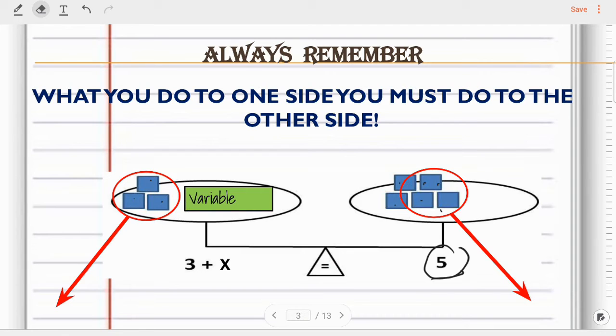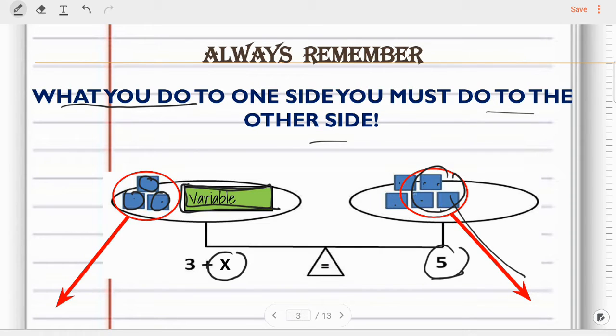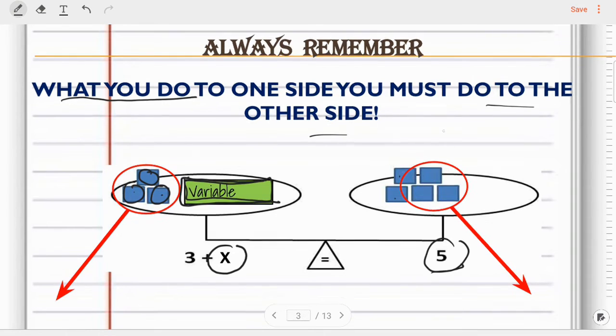Well, if my goal is to figure out how many little cubes make up this box right here, how could I figure that out? Well, if I take these 3 cubes off of this side, and remember, what you do to one side, you must do to the other side to keep my scale balanced. If I take 3 cubes off of this side, I only have my variable left over. I only have my x left over, and I have how many cubes remaining? Well, if I took away 3, I have just these 2 cubes over here remaining.